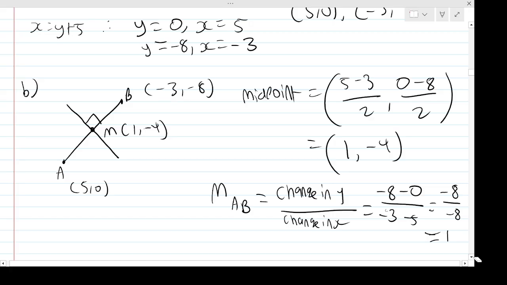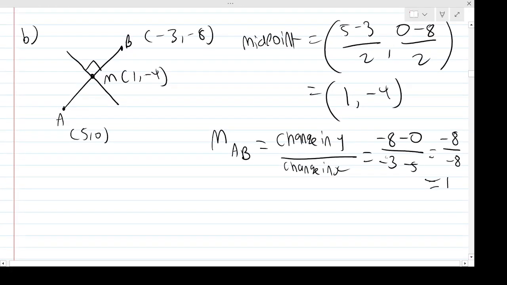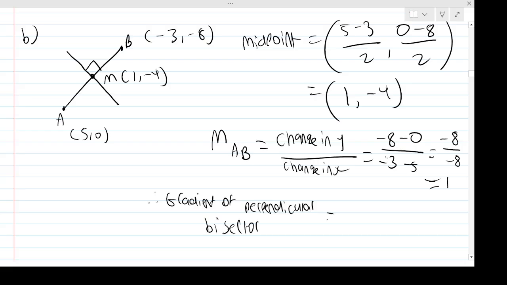Therefore, the gradient of the bisector is, well, it's perpendicular, right? So remember, for perpendicular, we do the negative reciprocal. So negative 1, but then if we flip 1, that's just 1 again, because this is the same as 1 over 1. If you flip that, you still get 1 over 1. So that's our gradient. And remember, you can verify your answer, because with two perpendicular gradients, they multiply to get minus 1. So 1 times minus 1 there indeed gets us minus 1.